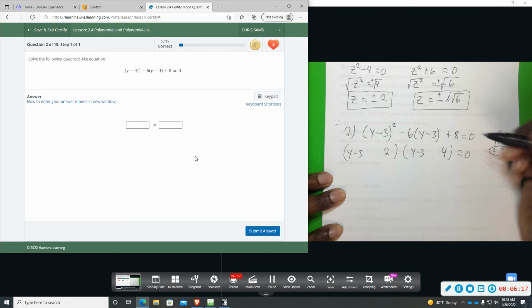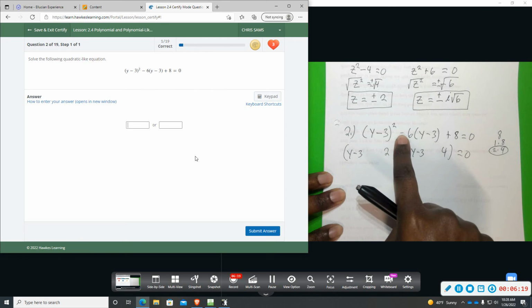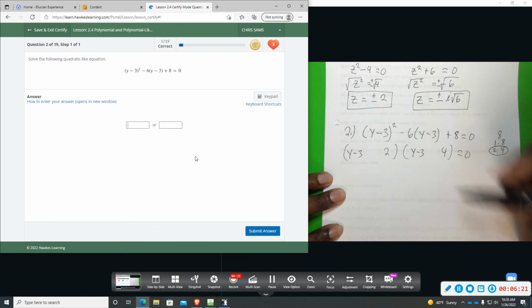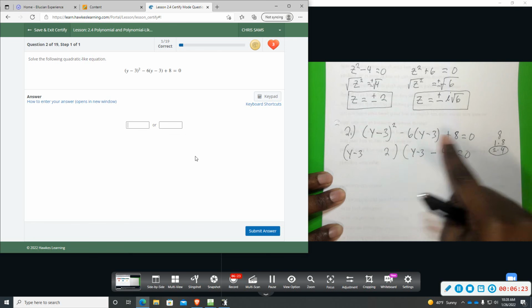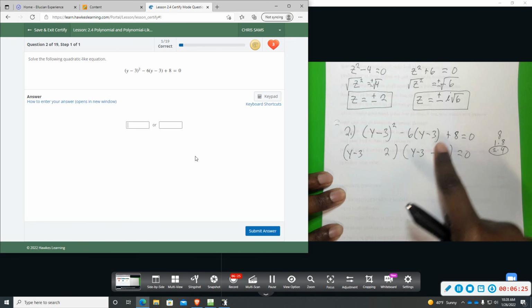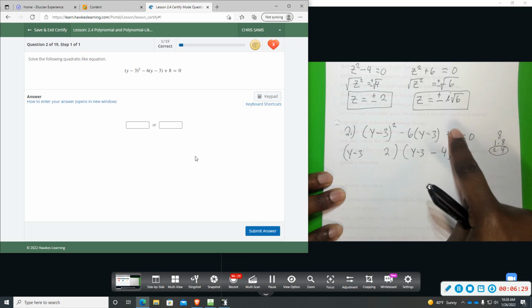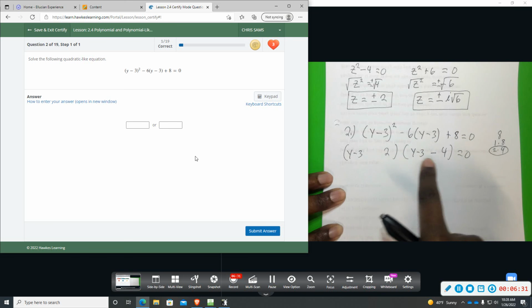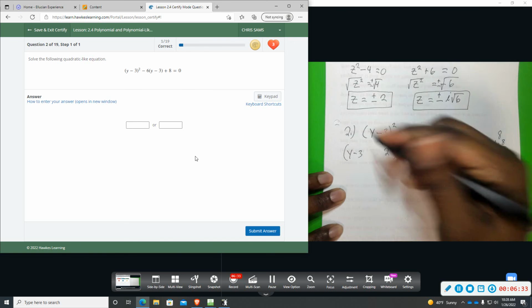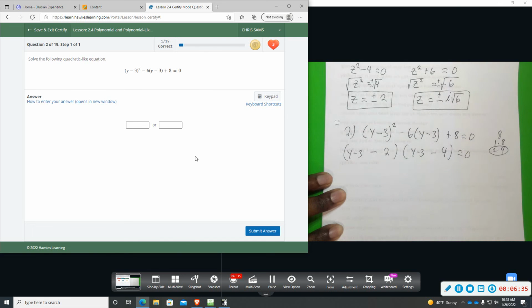2, 4. First sign is negative. That tells you the bigger number: 4 is bigger, so it gets a negative. Second sign is positive. That tells you that it's the same. Positive means same. Negative means different. So since that's positive, these are going to have the same sign. If that one's negative, this one also has to be negative. Okay? It is factored. We're going to simplify, set them equal to 0, and solve.